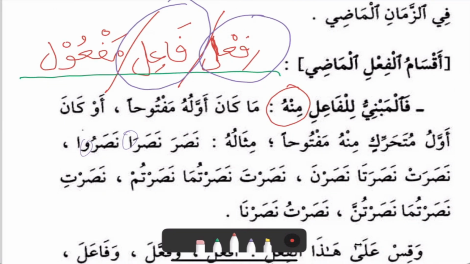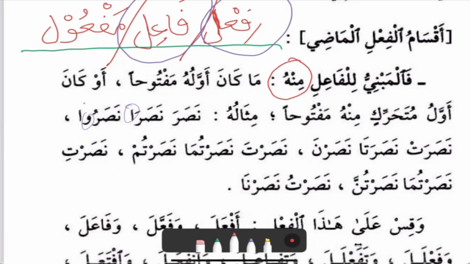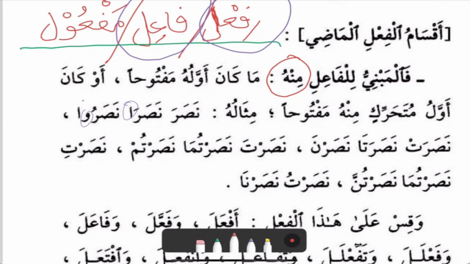Mithaluhu. Its example is Nasr. So I stopped on a sukoon because I stopped. Nasara, Nasaru, Nasarat, Nasarata, Nasarna, Nasarta, Nasartuma, Nasartum, Nasarti, Nasartu.